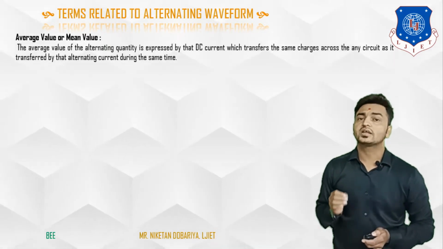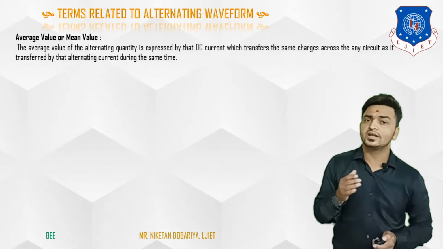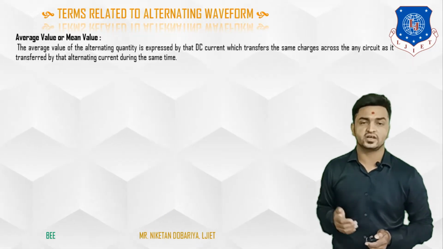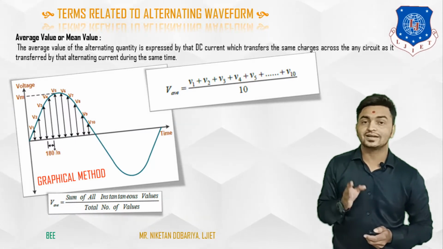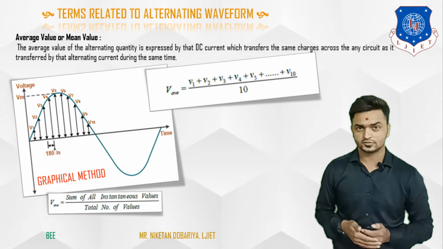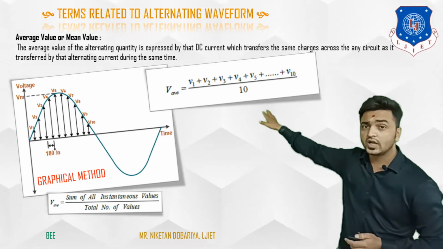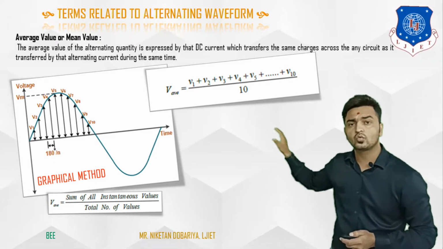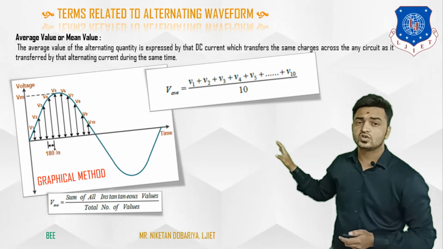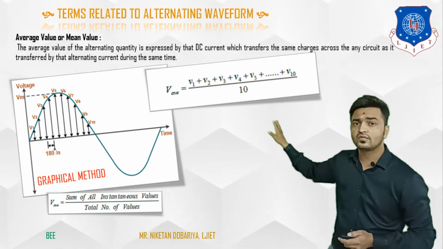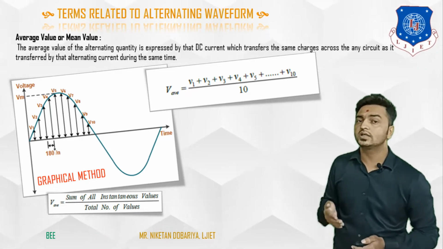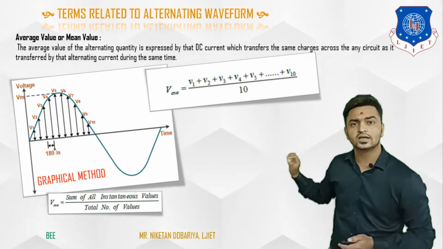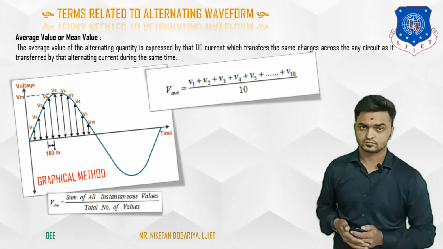Here we can calculate the average value of an alternating quantity in two ways. The first method is known as the graphical method, and the next one is the analytical method. So here we have one waveform of an alternating quantity in which we have shown one cycle, and for that one cycle we need to find out the average value of this alternating waveform.